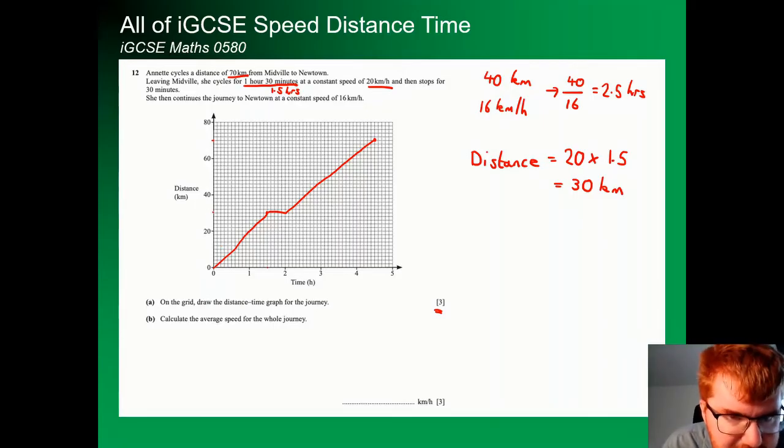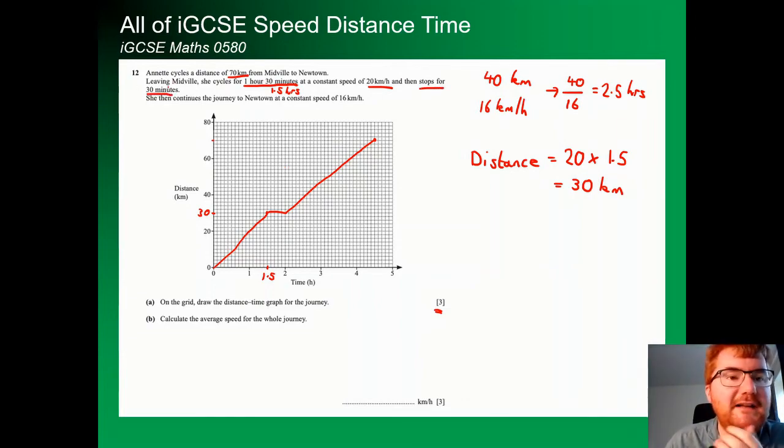So here's 30, so just pop this in. This is 30 in 1.5 hours. So this is here 1.5. So I draw a straight line going all the way upwards, as straight as you can. I don't have a ruler here, until you get to 30 and 1.5. Then she stops for 30 minutes for a rest.